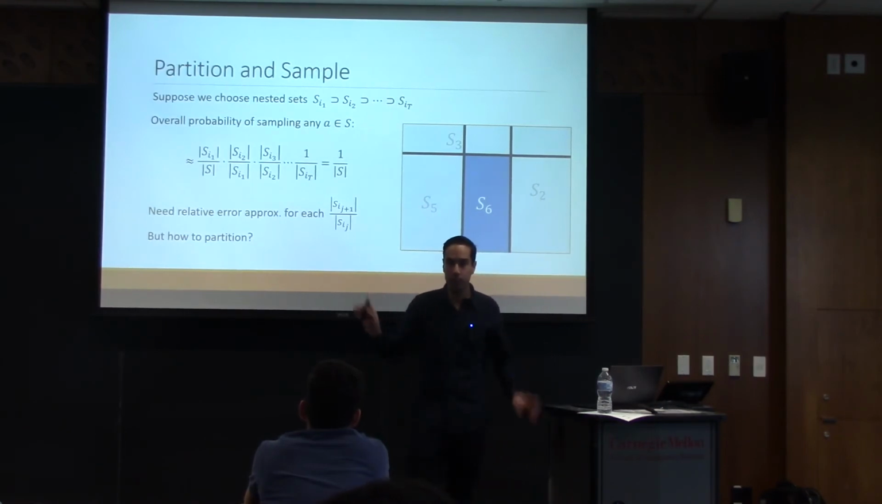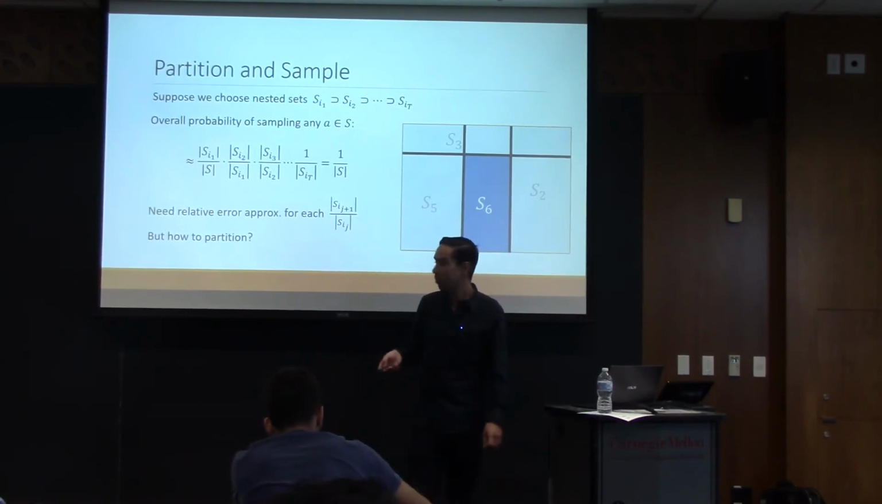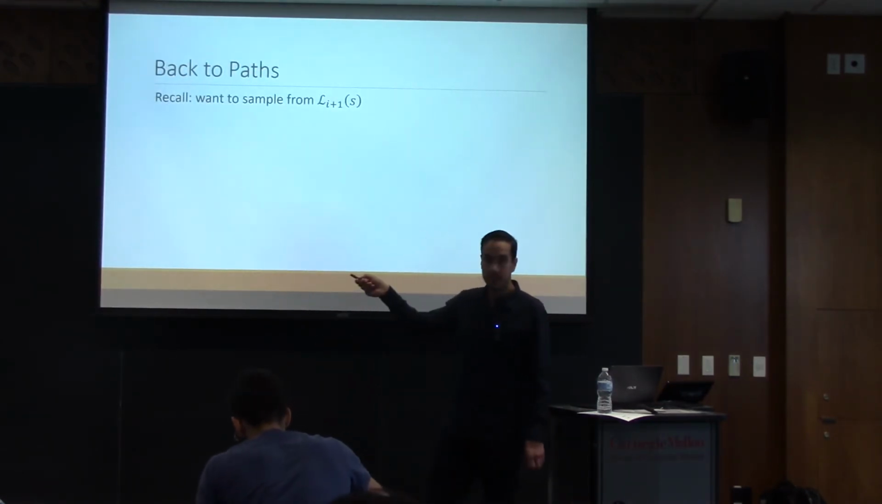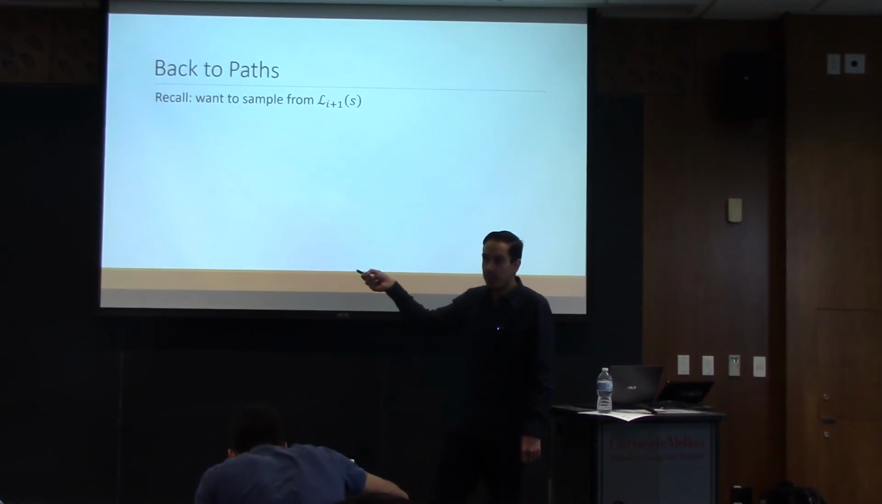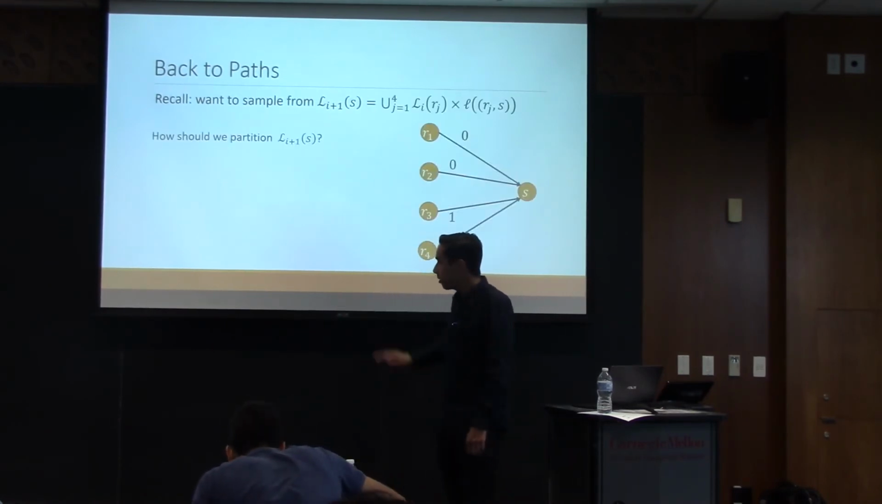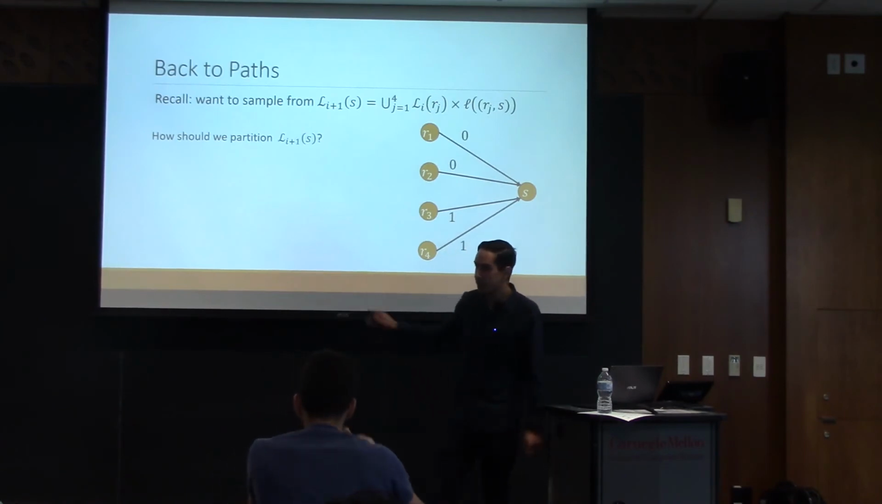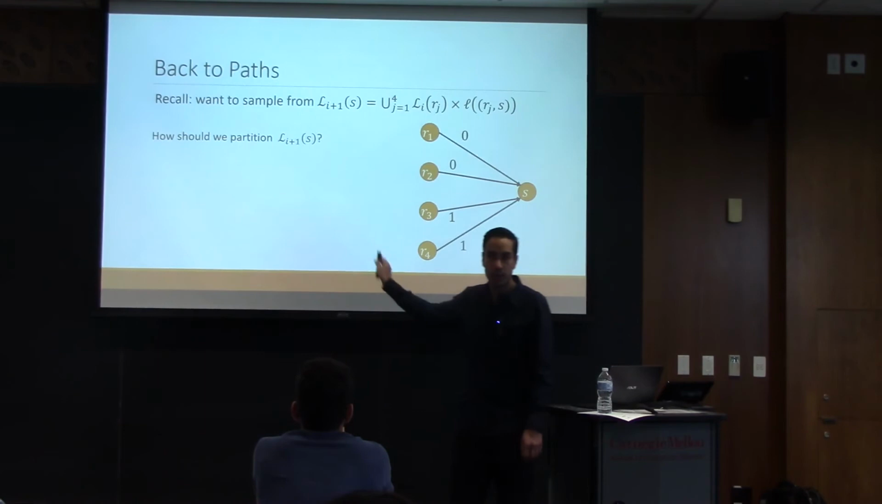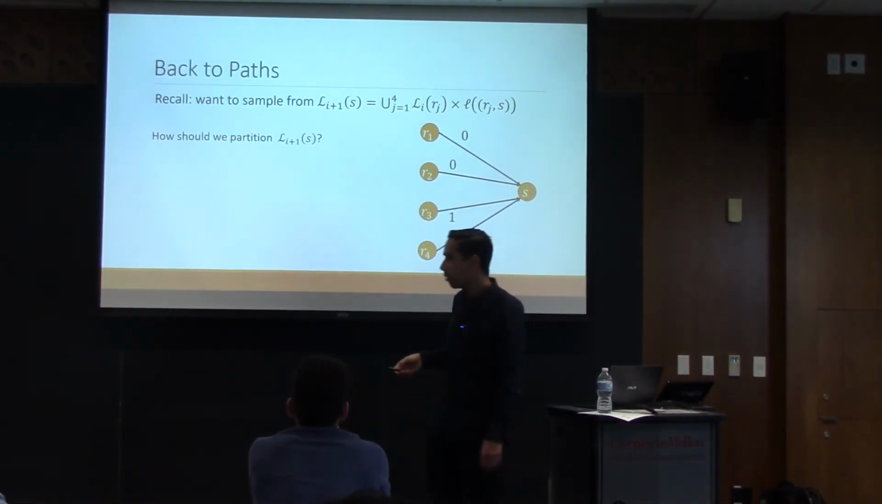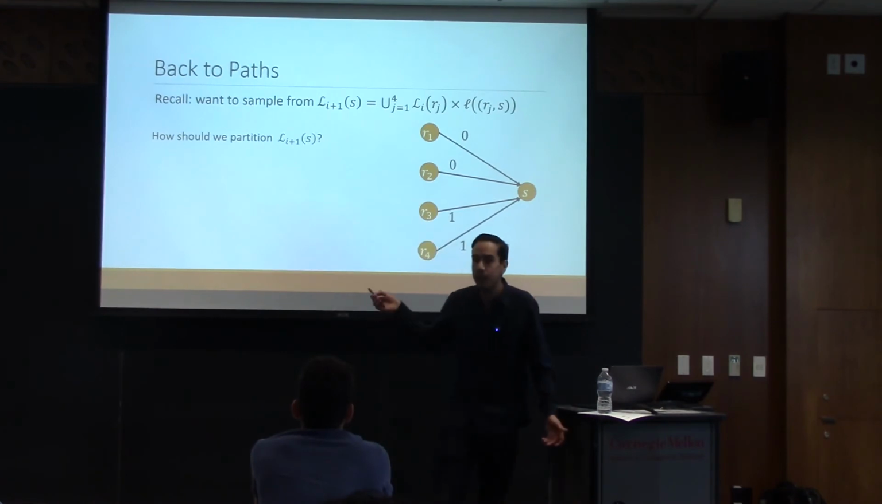So now that we have this general high-level approach, let's get back to our actual problem. Remember, we have this vertex S, and we want to sample from the set of path labelings of length i+1 going into S. Let's look at this specific example. Suppose S has exactly 4 edges coming into it from vertices R1 to R4, and the edges are labeled 0, 0, 1, 1. Can anyone think of a natural way to partition this set of all labelings going into S?